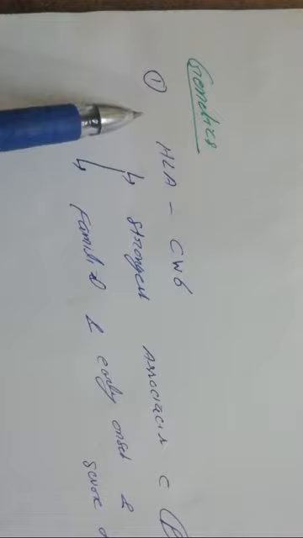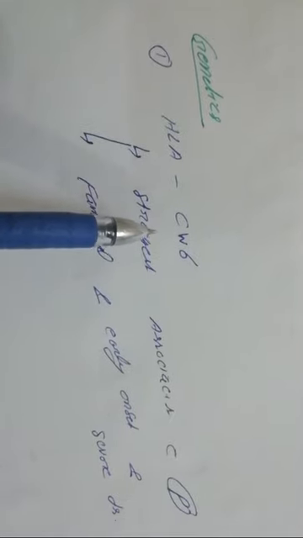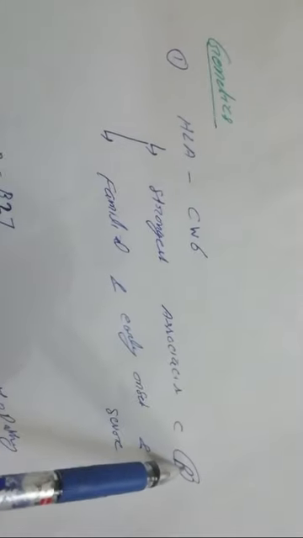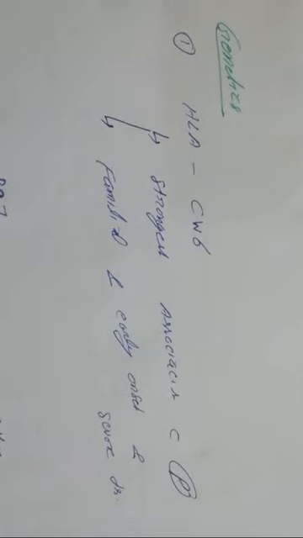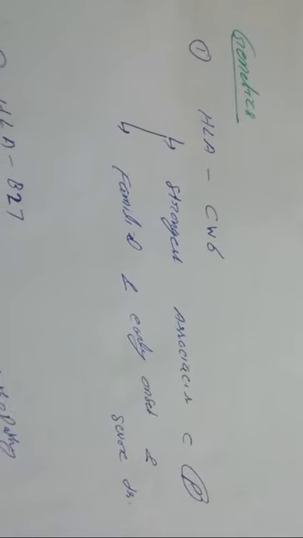So let us understand them, guys. Suppose a person has HLA-CW6, right? These patients have a strong association with psoriasis. That means if they have this, they have psoriasis. And remember that this is a familial type, and these patients have an early onset and severe disease if a patient has HLA-CW6.